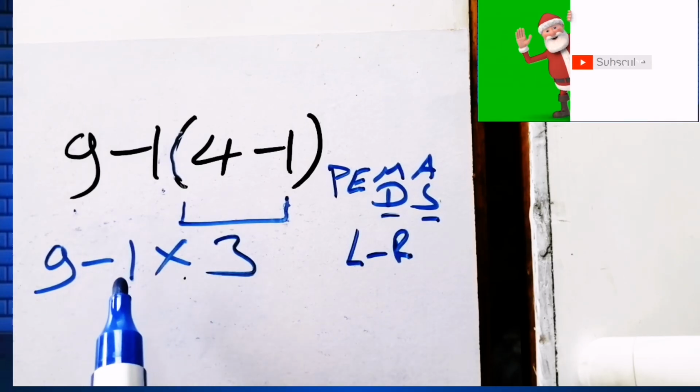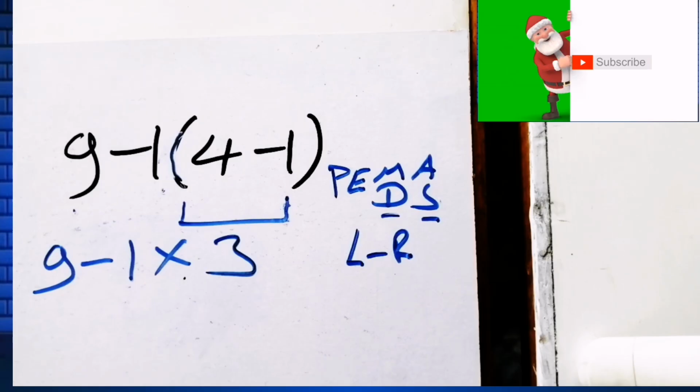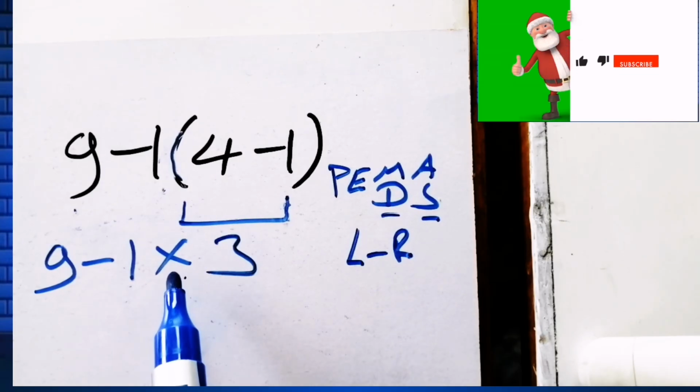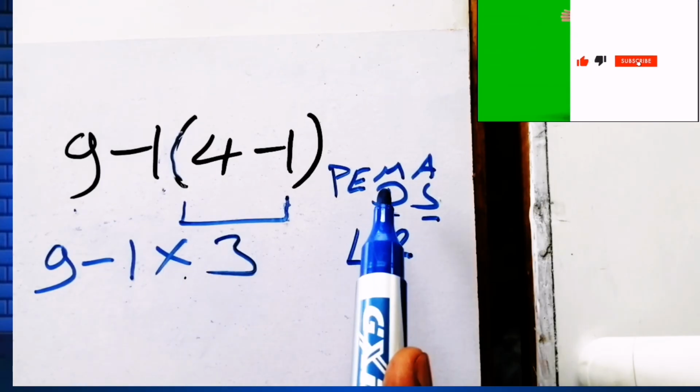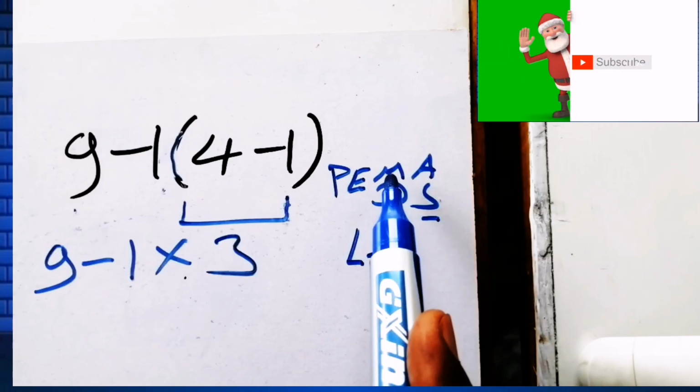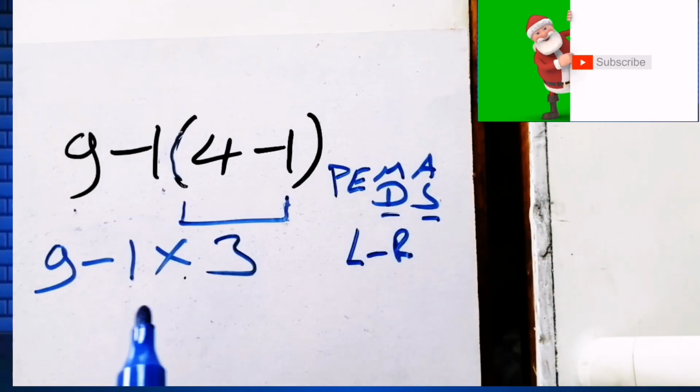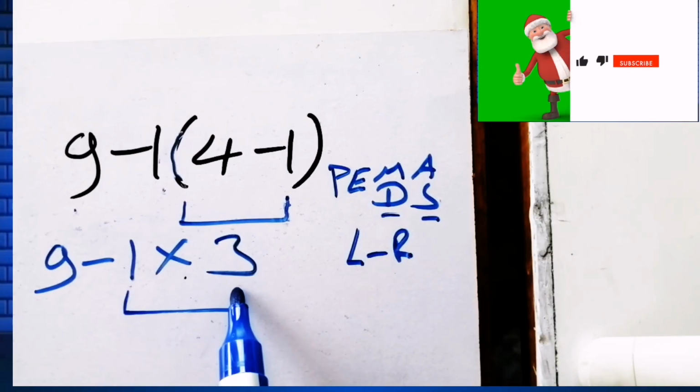In this expression, there is one subtraction and one multiplication. This multiplication has higher priority than this subtraction because according to PEMDAS, multiplication comes before subtraction. Okay, therefore we have to do this multiplication first.